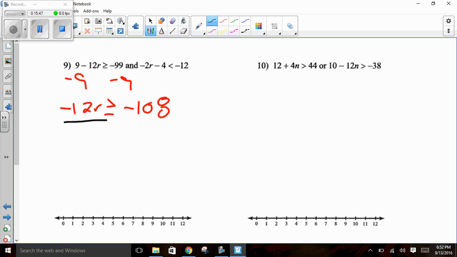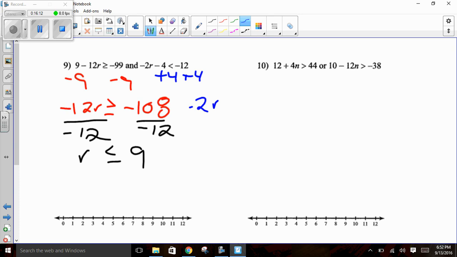Then I'm going to divide both sides by negative 12. So r is going to be less than or equal to 9. So I did that first one, so let's do that second one. So I need to add 4 to both sides. And negative 2r is going to be less than negative 8. Divide both sides by negative 2. r is going to be greater than positive 4.